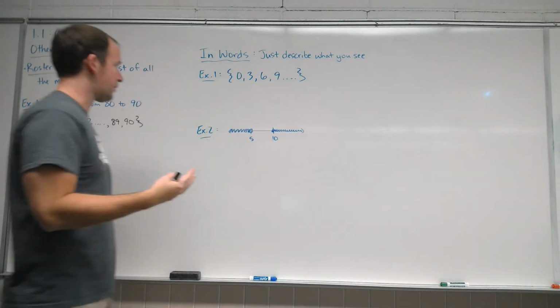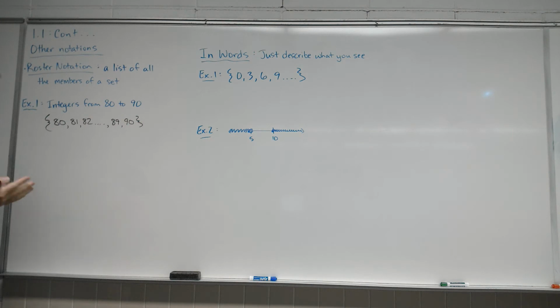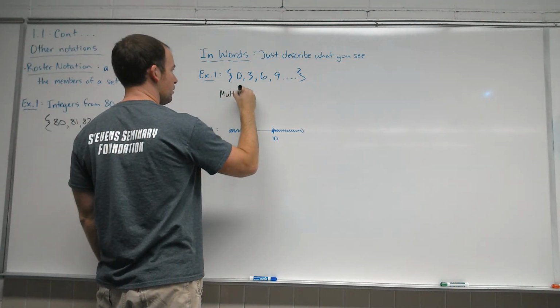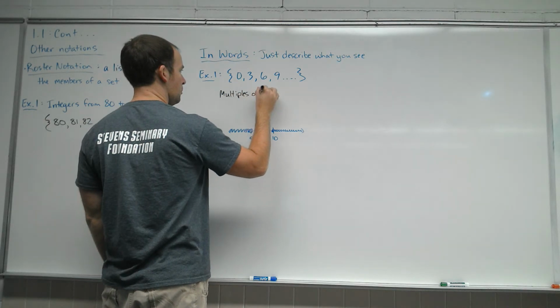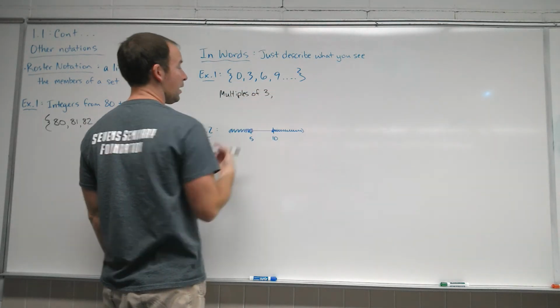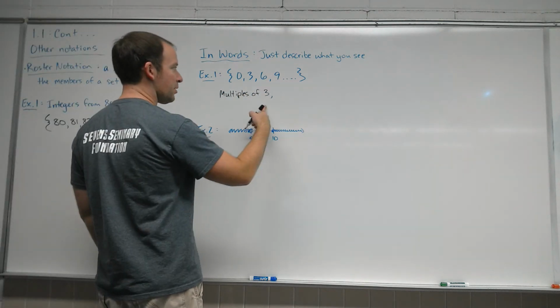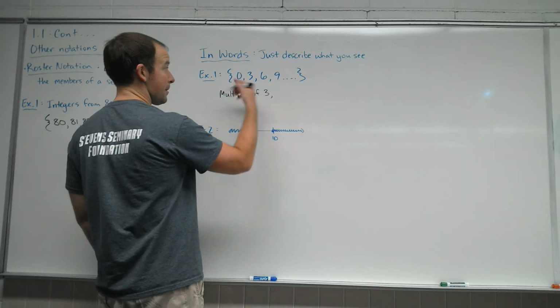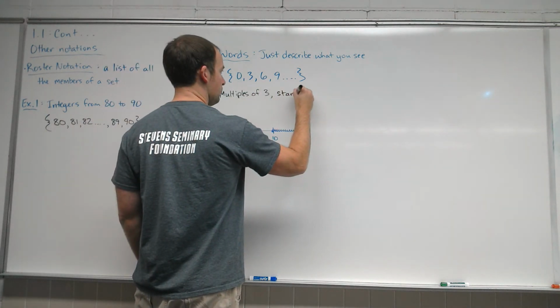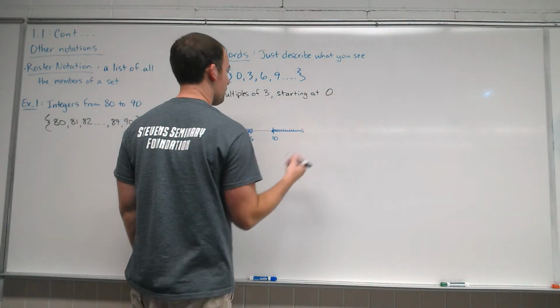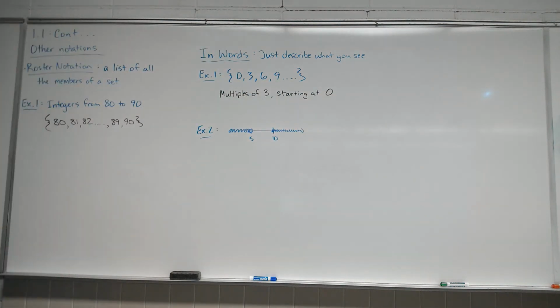There's a whole bunch of different ways to write things out in words, so it doesn't have to be exactly what I write. But I see the multiples of 3. And that's great, but that doesn't tell me where to start, so try to be as specific as you can. So it's the multiples of 3, starting at 0. So that's one way to write that set.